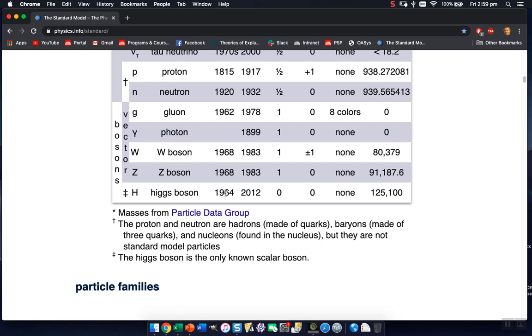And the Higgs boson was recently discovered, 2012, in the Large Hadron Collider at CERN in Europe, in Switzerland and France. So it's the most recently discovered. It's the most massive. It's 125,000 of those units, when the proton and the neutron are about 1,000 of those units. So it's a very, very massive particle.